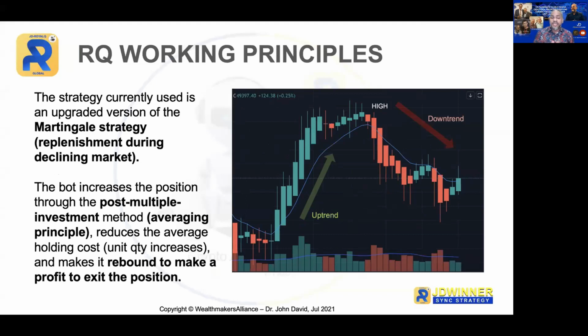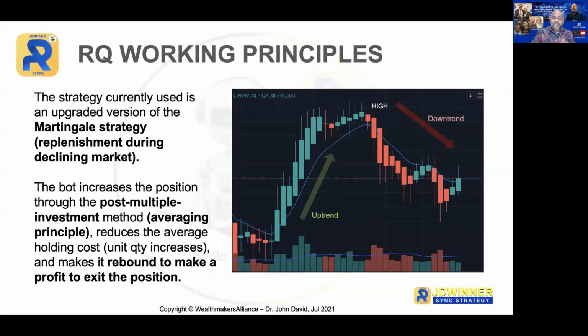Okay. Now, the strategy that is currently used is an upgraded version of the Martingale strategy. Now, when we talk about Martingale strategy, we talk about replenishment during a declining market. That's the most important. So you can see that in the uptrending market, the board has no problem because you do not need a Martingale strategy for the uptrending market. All right. But the Martingale strategy only comes into play when the market is downtrending, is declining. Can you see that? Because during that declining period is when the replenishment will actually take effect. All right, please understand that.